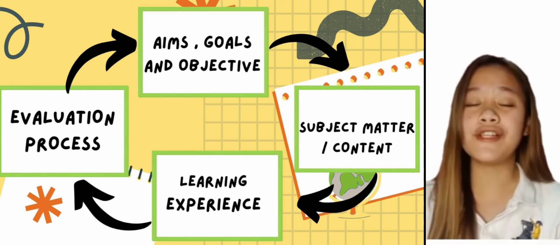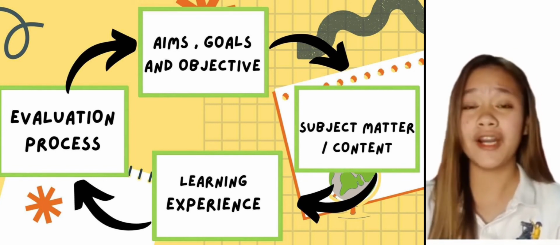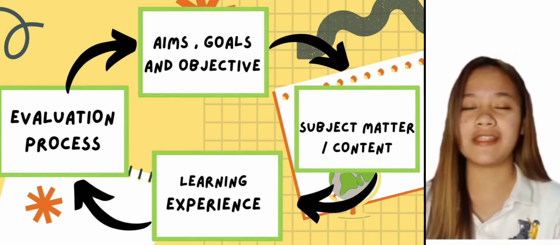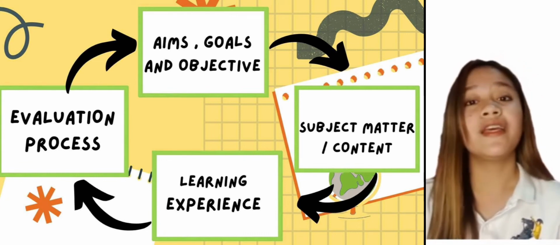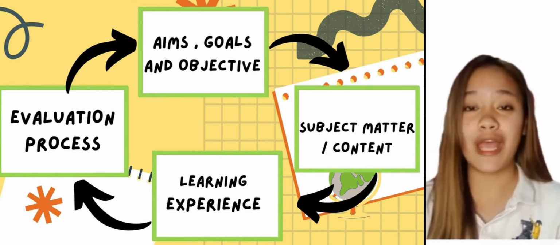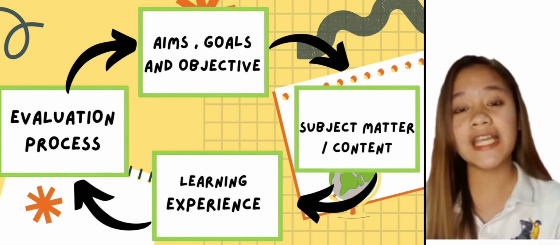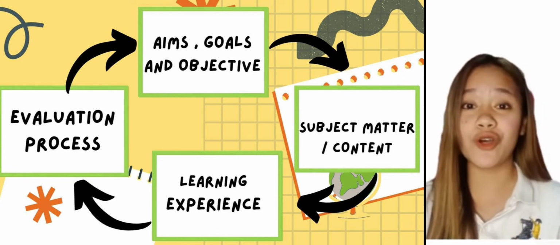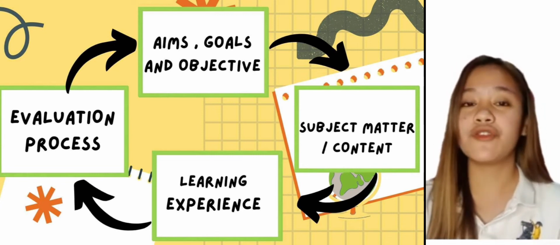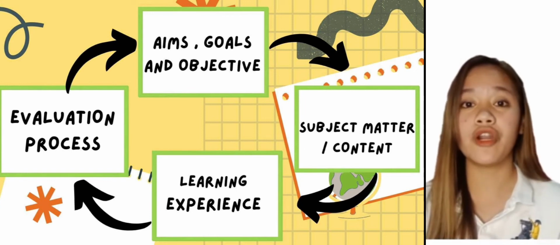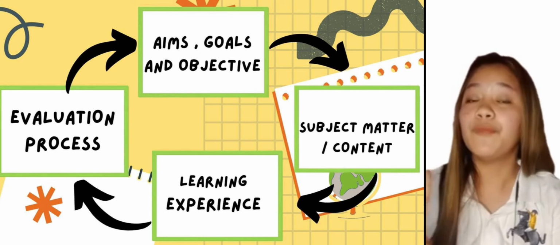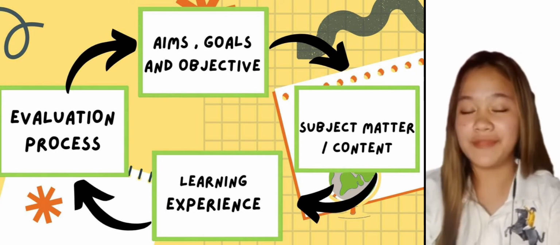For example, the aim is to develop moral character and personal discipline of the students. For the goals, one example is to develop skills in reading, writing, speaking, and listening. And for the objective, it is to describe the behavior to be attained in a particular subject by a child.